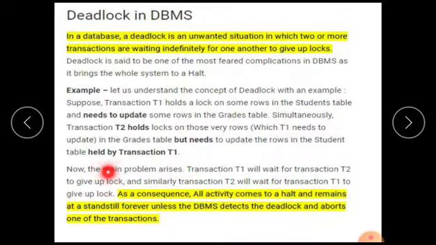So now the main problem arises. Transaction T1 will wait for transaction T2 to give up locks, and similarly transaction T2 will wait for transaction T1 to give up locks. Both are holding different tables, the grade table and the student table, and each transaction needs both tables at the same time. This can't be possible.